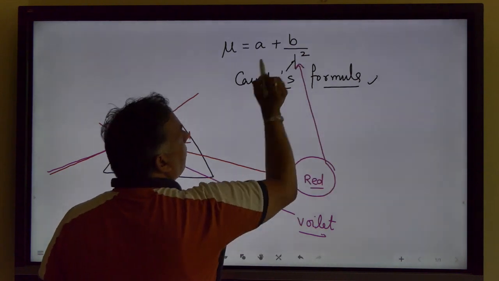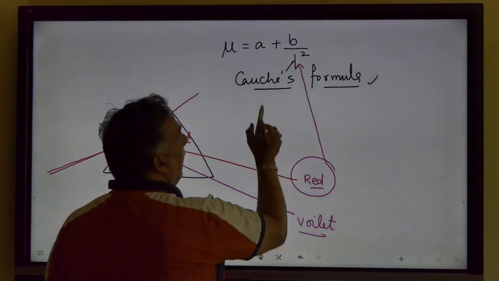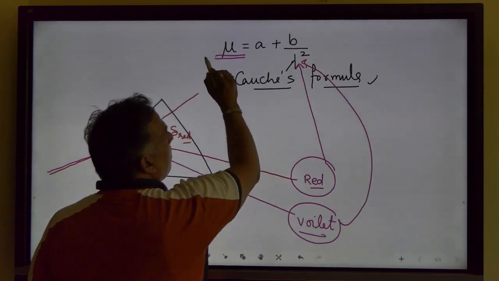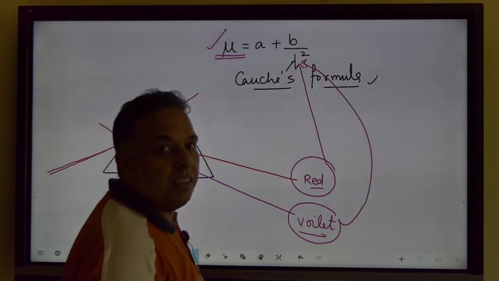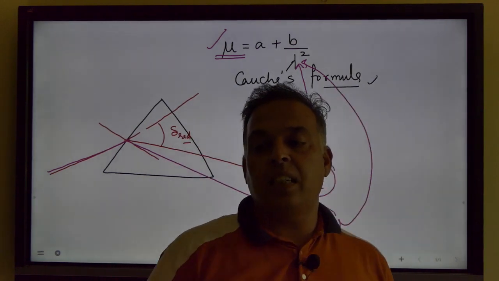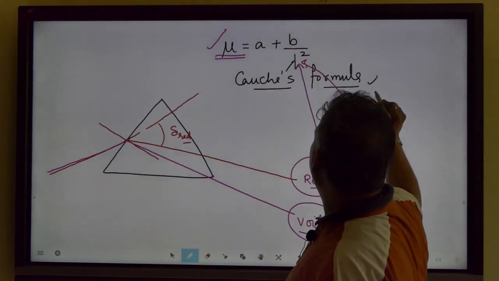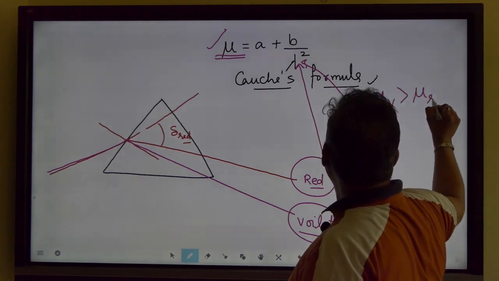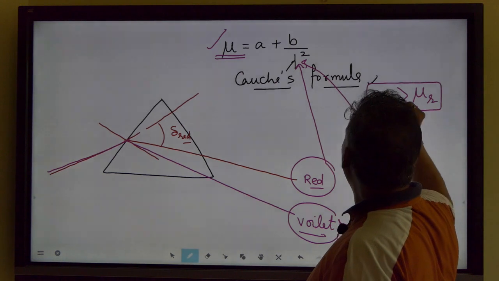More the wavelength, lesser the refractive index. Lesser the wavelength, more the refractive index. So the refractive index for violet is more as compared to the refractive index for red.